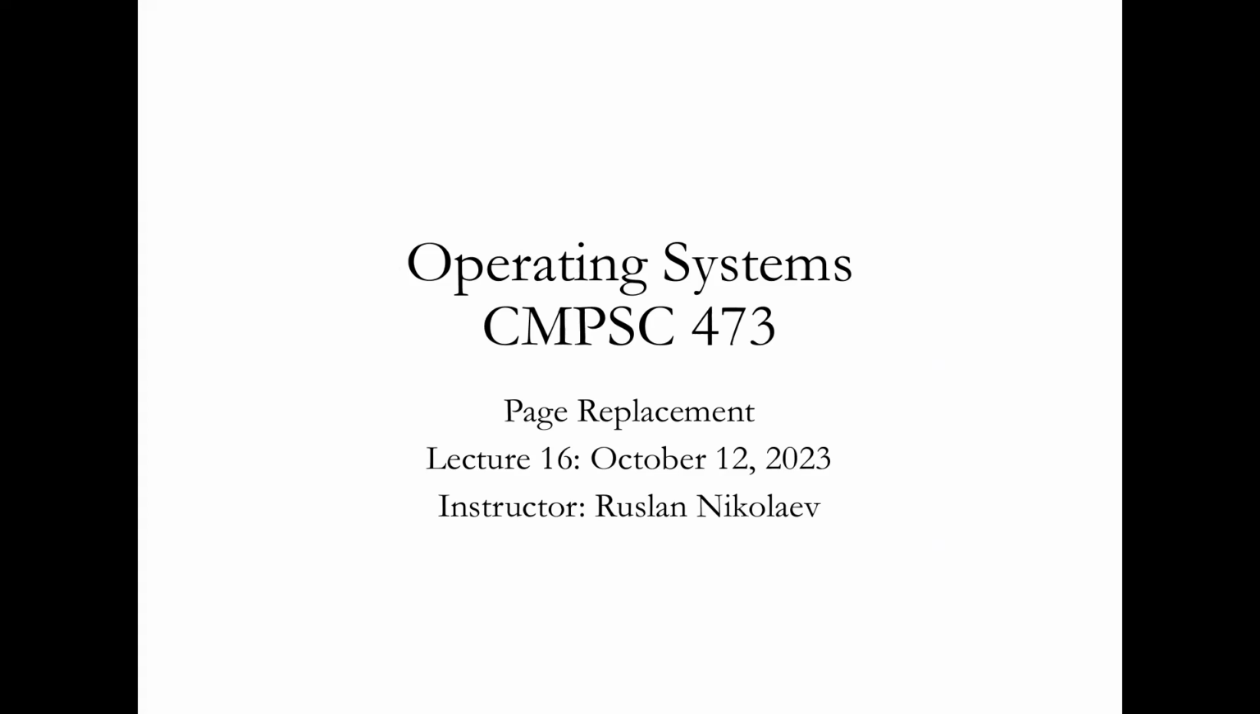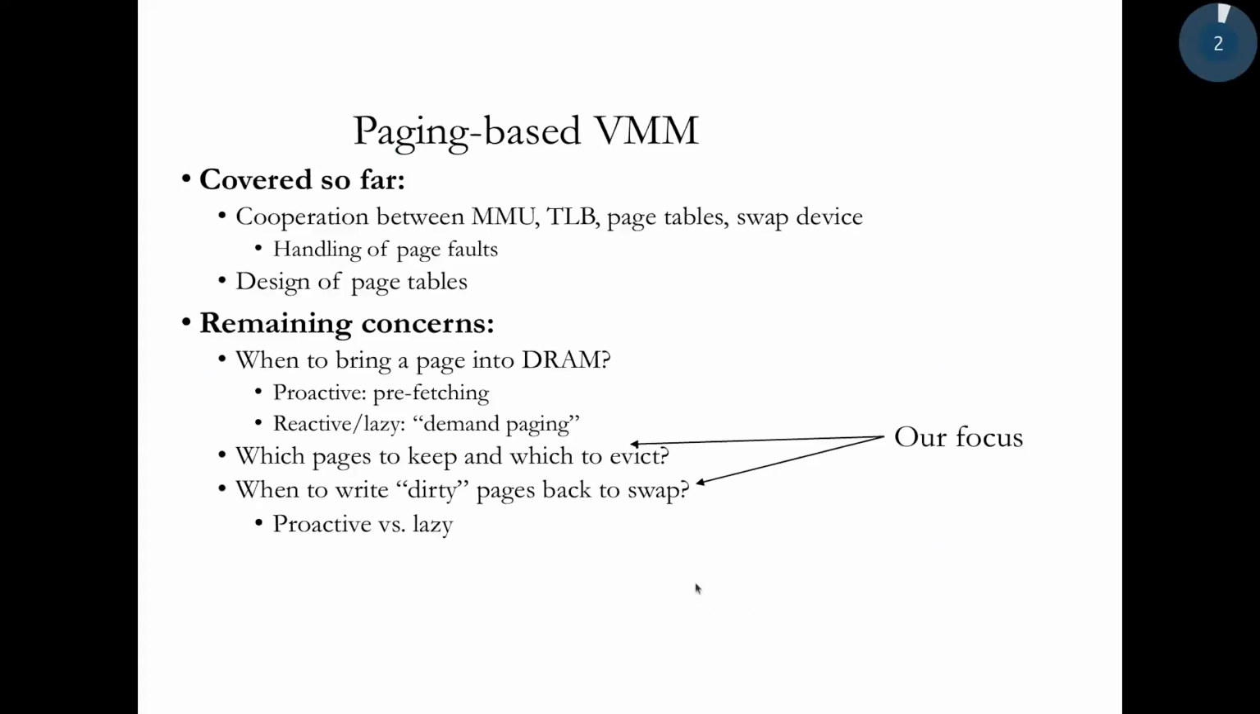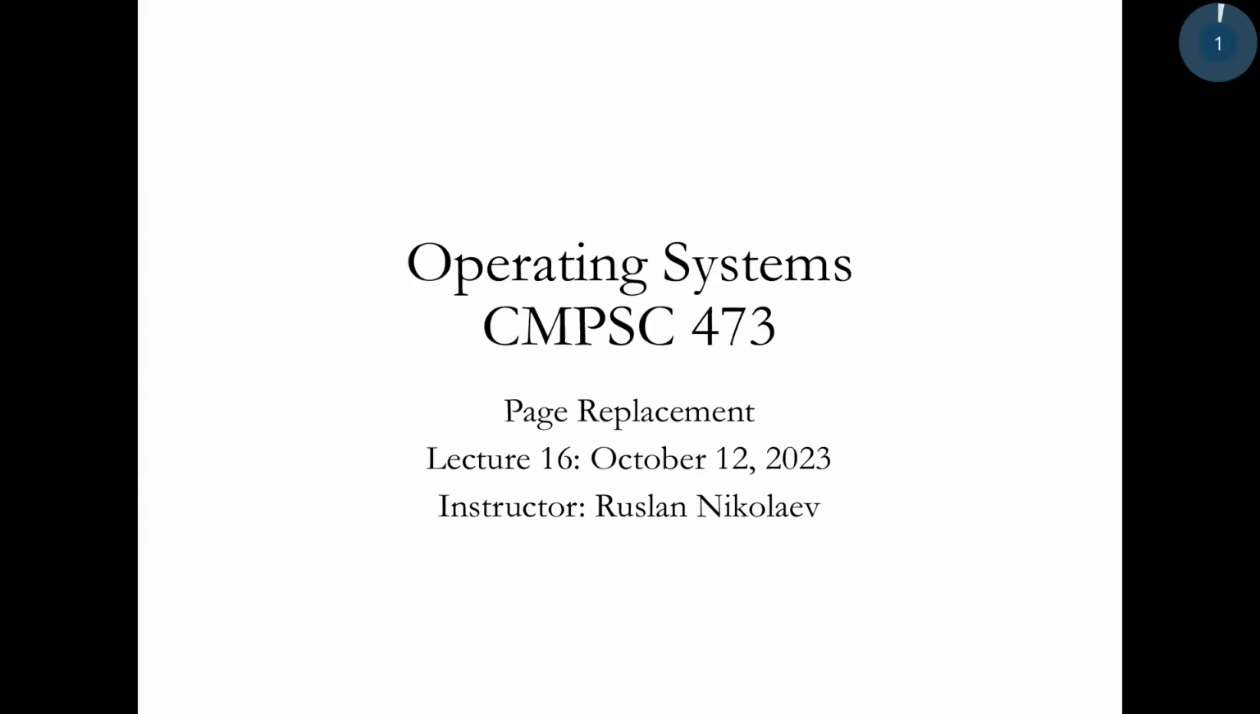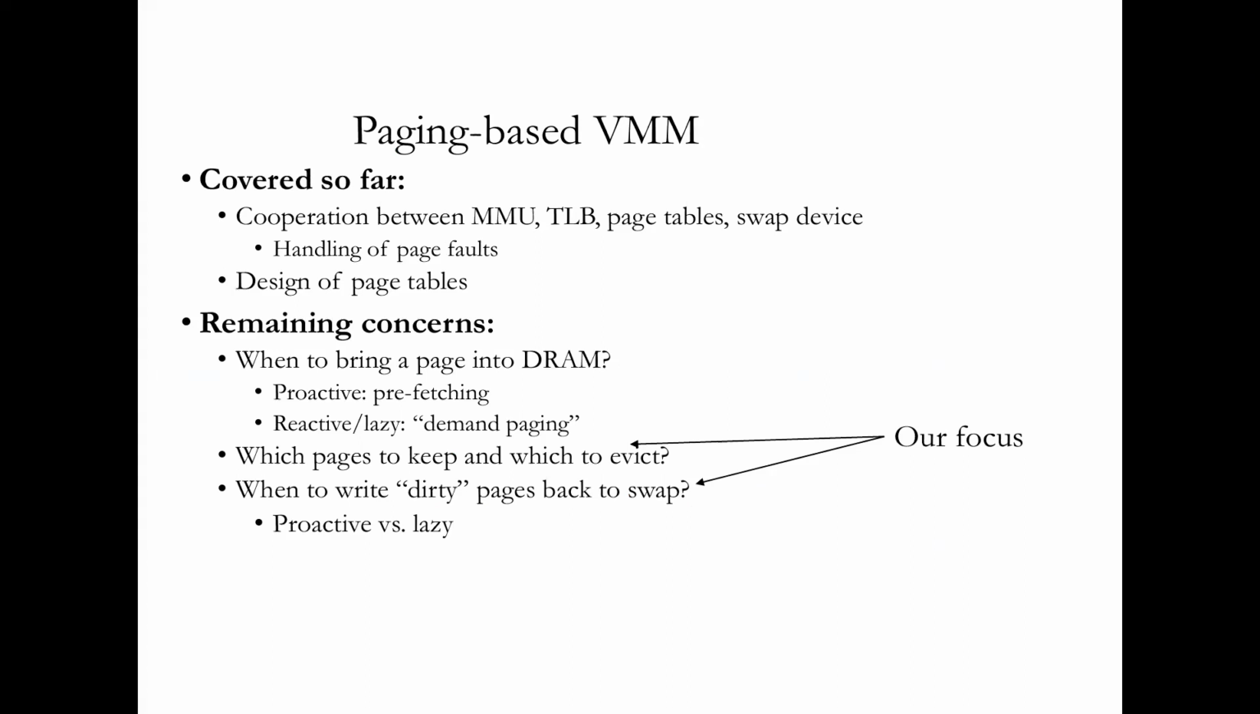Okay, so today we will talk about page replacement. So far we covered page tables, MMU, TLB, swap files, swap devices. We still have something that we haven't covered yet, right? For example, we said we need to kick out some page from physical memory, but how do we do that? How do we choose this victim page so that we can bring something from secondary storage?